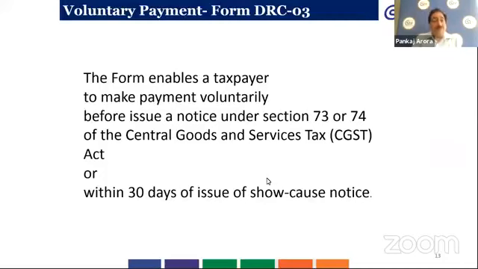But it should be made before issue of notice under section 73 or 74, or where a notice has been issued, there is a strict timeline for communication of voluntary payment: it should be made within 30 days of issue of show cause notice. So DRC 03 cannot be filed after 30 days of issue of show cause notice in any case.